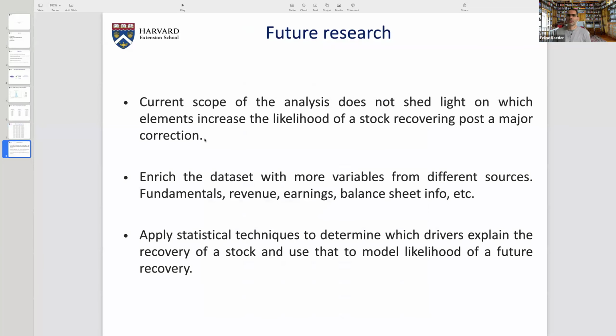In terms of future research opportunity, obviously the analysis here identifies large corrections and then what happens after 3, 6, and 12 months, but it doesn't explain which factors drive the corrections. So we can potentially enrich the data set and use statistical techniques to identify the drivers of the recovery.